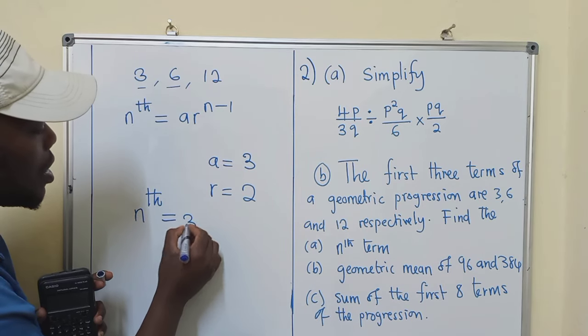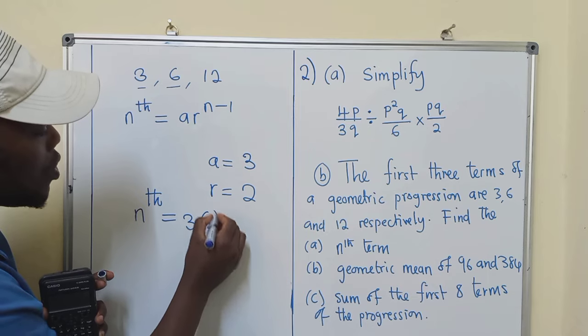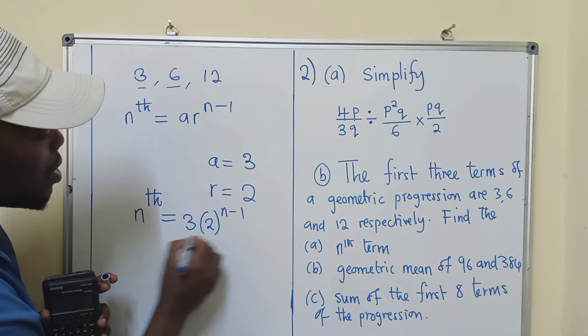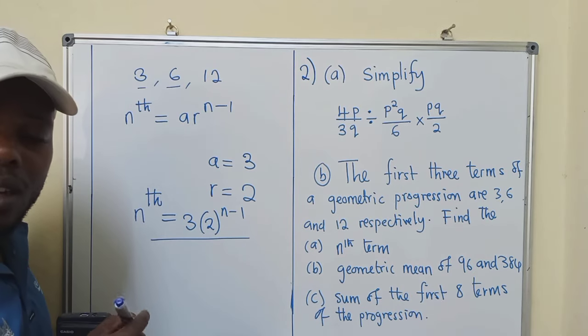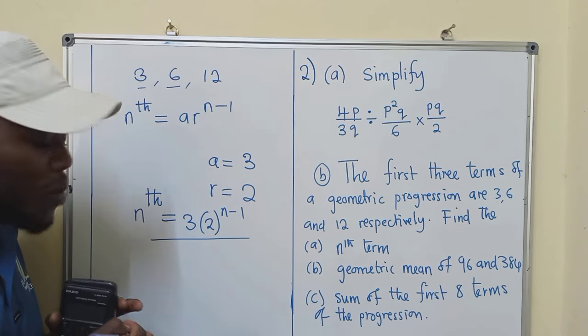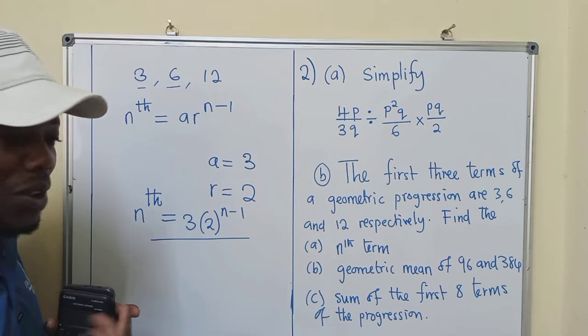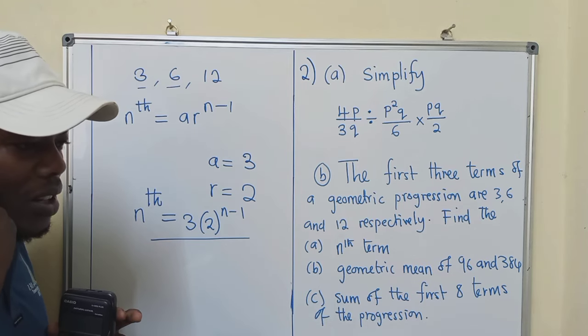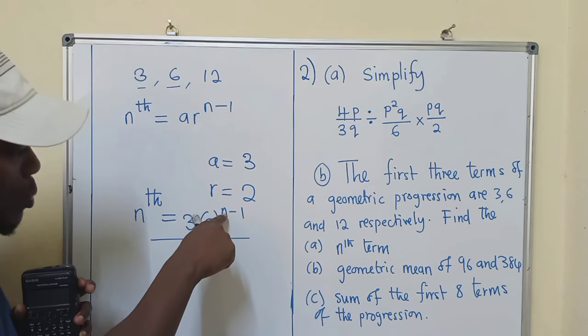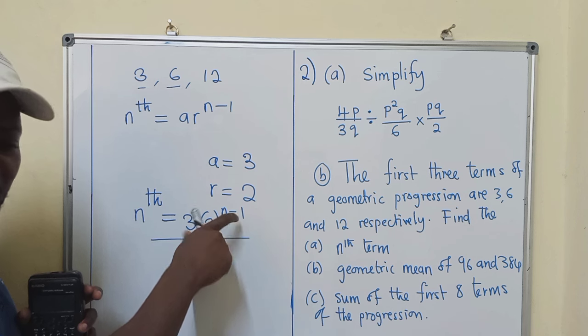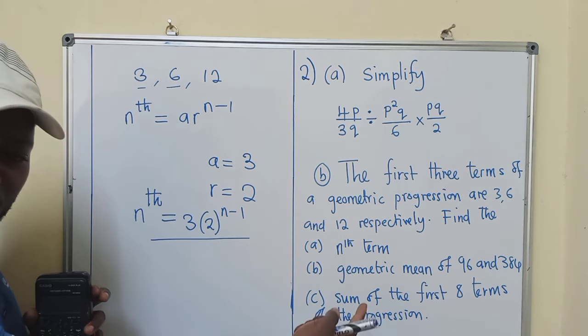So you shall have a 3, and here we shall have a 2 power n minus 1. This is our answer, because you want to find the formula that you'll be using. So for example, if I want to find the 10th term, I'll just put a 10 where n is and calculate. It will give me the term at 10.